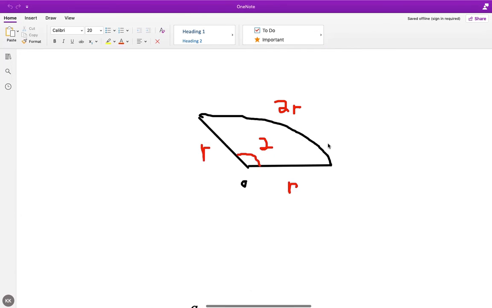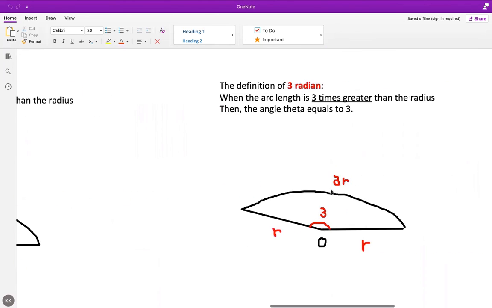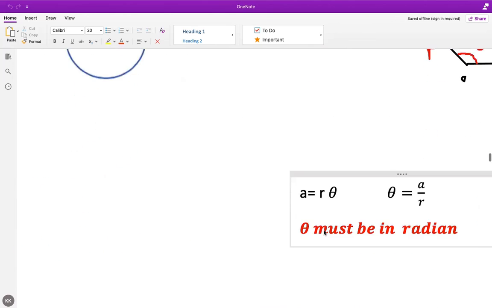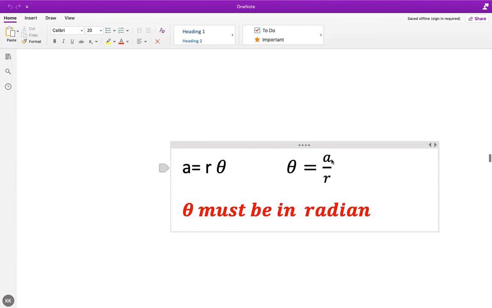So for this angle right here, all are radian measures, right? Everything is in radians. If this is not in radian measures, these formulas are not correct. You need to make sure the angle is in radian measures.